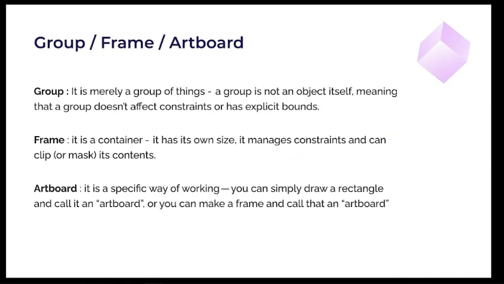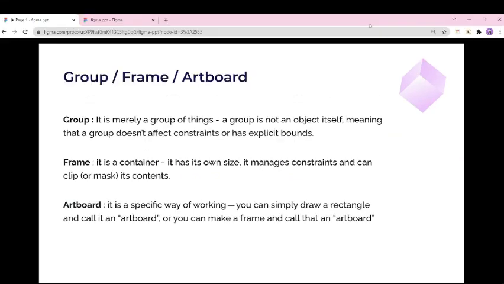So let's see what is group, frames, and artboard. A group helps you to combine multiple elements together as a single top level layer, and a frame in Figma is essentially a container for all of the elements, and it has its own size and it manages the constraints. And artboard is a specific way of working. You can simply draw a rectangle and call it an artboard, or you can make a frame and call that an artboard.